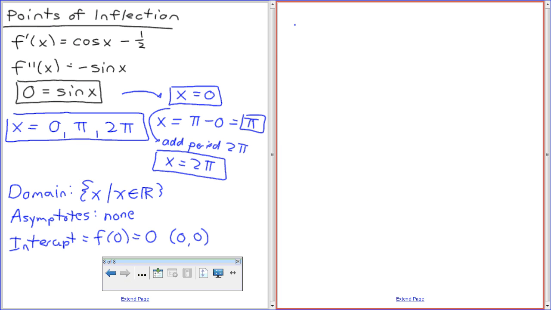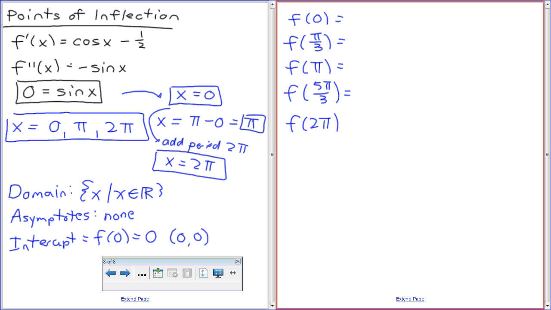I need f of 0, f of, what was my first one? Okay, can I get 5 volunteers? First volunteer is going to be Alistair. Can you find f of pi over 3 for me, please? The next volunteer is going to be Cecilia. Can you find f of pi for me, please? The third volunteer is going to be Noah Solinger. Can you find f of pi for me, please? Did I already do f of pi? f of pi over 3. And the last one is going to be Austin DeVries. Can you find f of 2 pi for me, please?